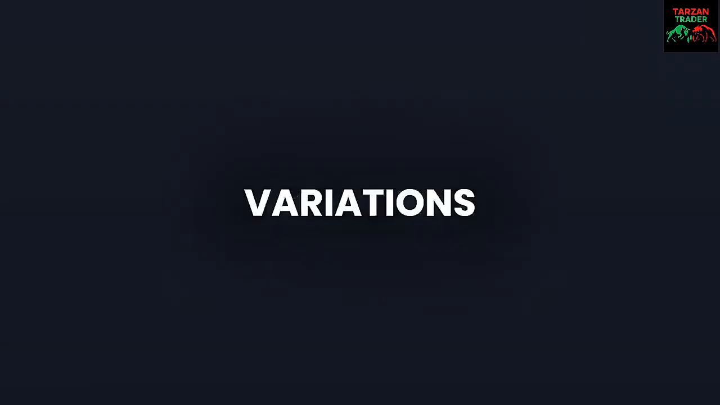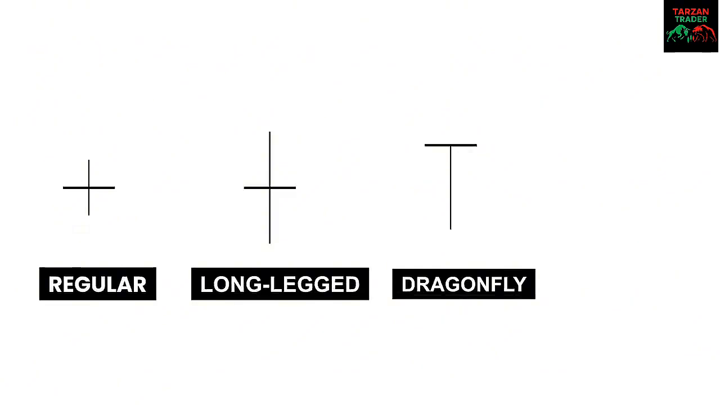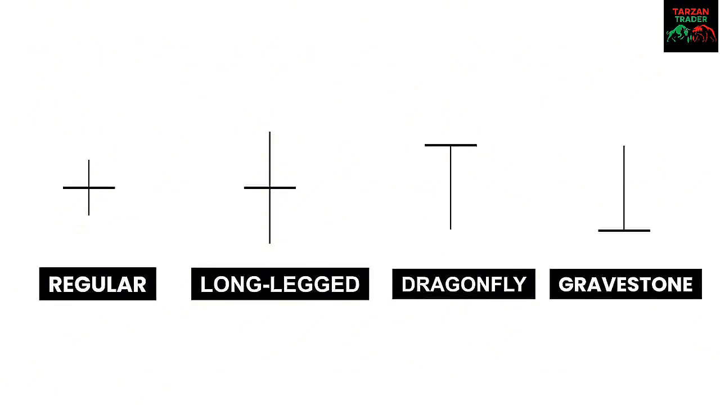There are several variations of the doji: the regular doji, the long-legged doji with larger wicks, the dragonfly with a small body and big bottom wick, and the gravestone with a small body and large upper wick. All of these signal the same thing: a potential price reversal.